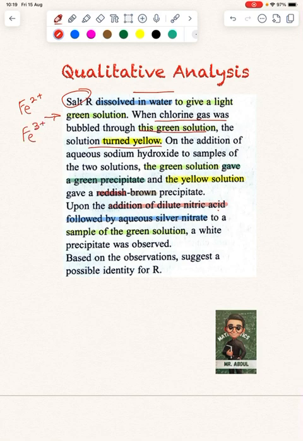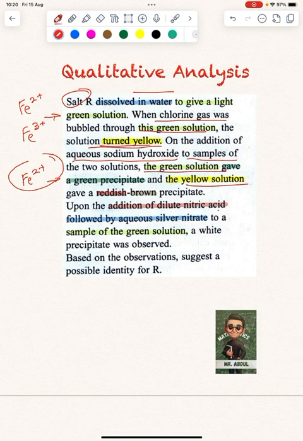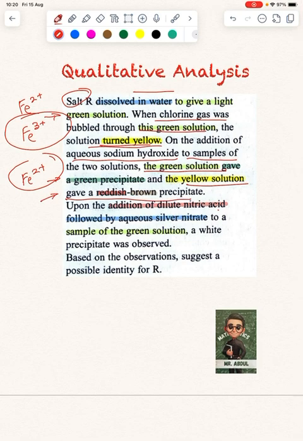Okay, on the addition of aqueous sodium hydroxide to samples of the two solutions, the green solution gave a green ppt. That confirms Fe2+ is present. And the yellow solution, which will turn out to be Fe3+, gave a reddish brown ppt. Well, of course, this is a confirmation of Fe3+ for your yellow solution there.